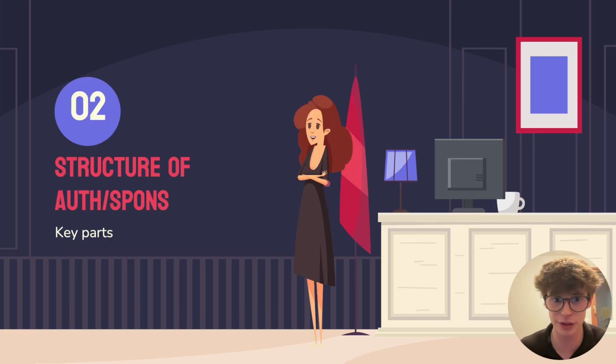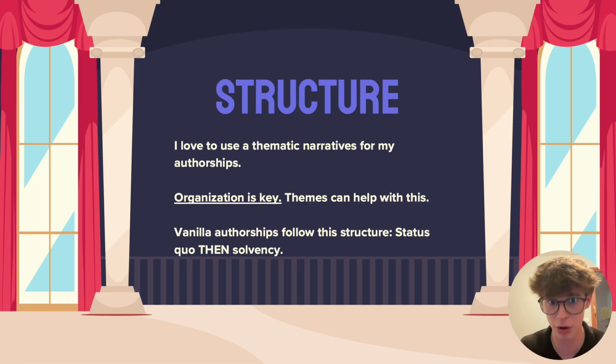All right. Now, let's break down the structure of the authorship or sponsorship in key parts. There's really two parts. With an authorship or sponsorship, organization is key. Themes, I've used them in the past because they help with it. If you have 3 questions, like the first question in today's debate, and then give a little mini point, the second question in today's debate, or the third question, that brings us to the final question of today's debate, right? If you frame it around the 3 questions framework, that works great for an authorship or sponsorship, or you can do something interesting, like we'll look at an example here in a second about Theodore Roosevelt framing his progressive era policy. But vanilla authorships always follow this structure. Explaining the status quo, why it's a problem, why it deserves our attention, and then solvency.